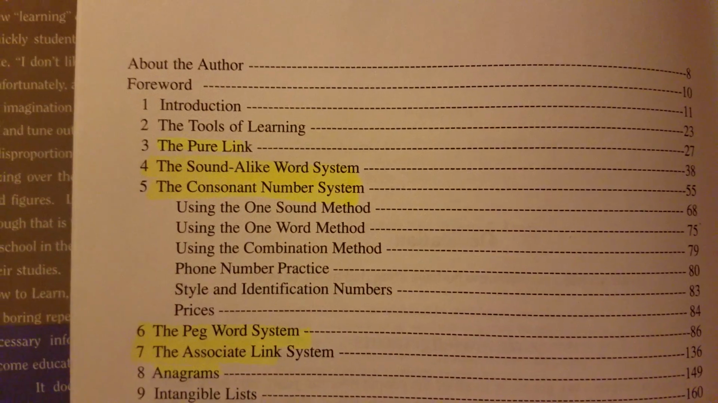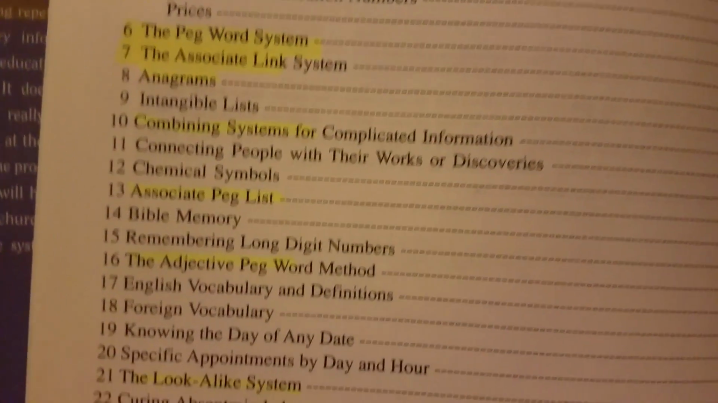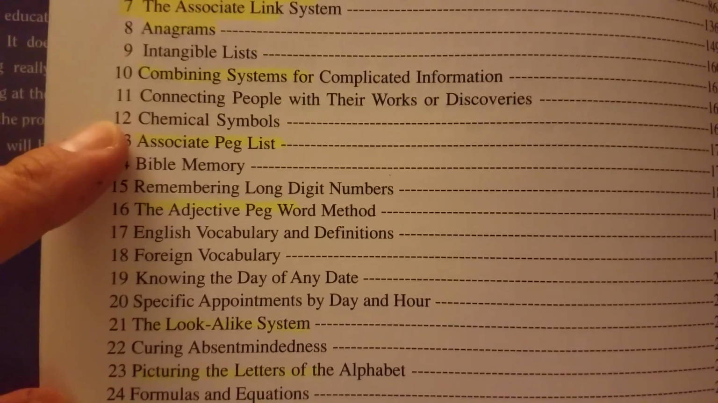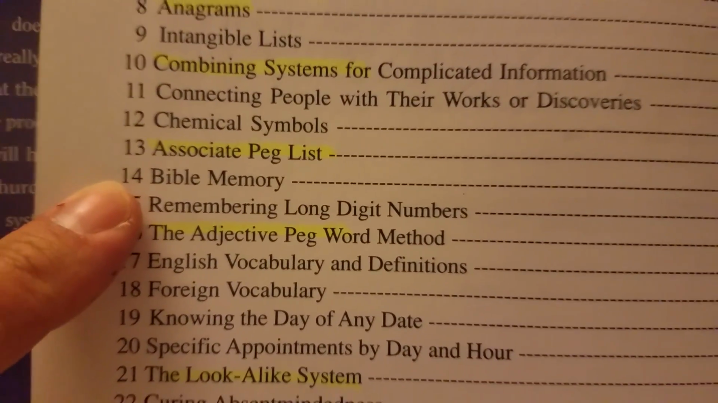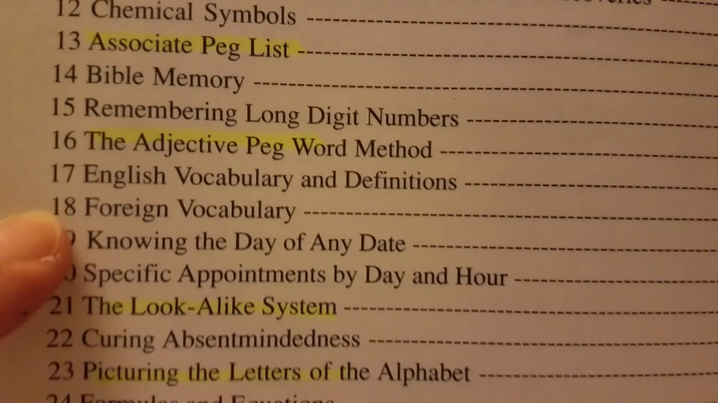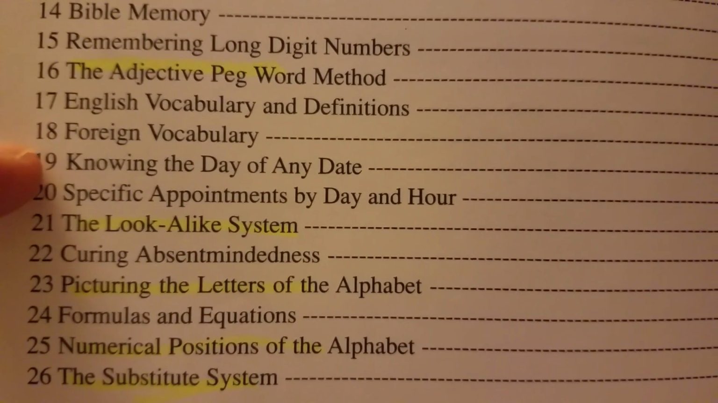This is the table of contents. As you can see, we've got pure link, sound alike, consonant, and so forth. But you'll be able to learn about chemical symbols if you need chemistry, physics, math, sciences. They've even got Bible memory for people who are into that. English vocabulary, foreign vocabulary, so if you're wanting to learn a new language, knowing the day of any date.